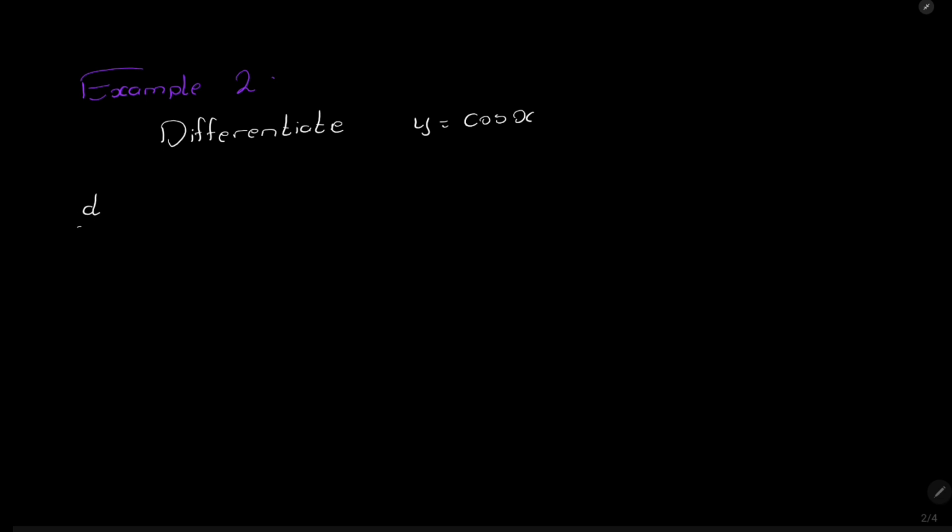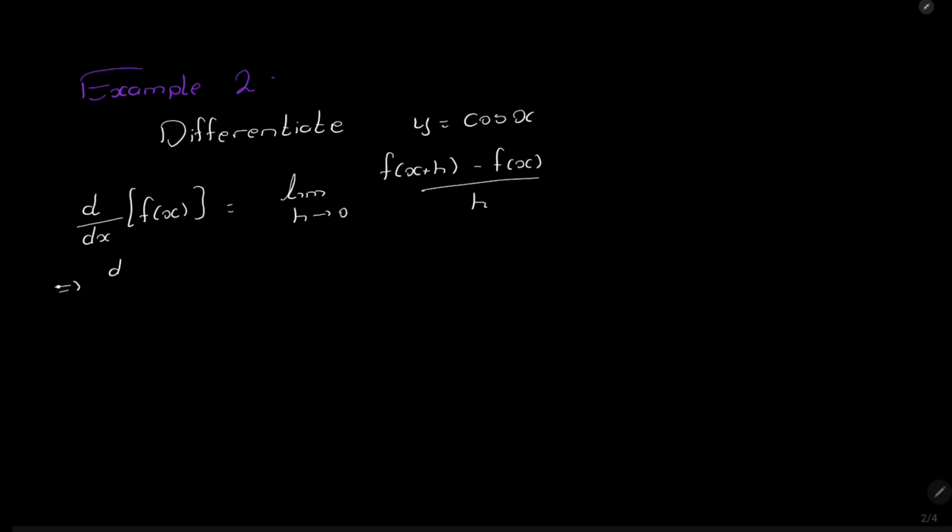It tells us that the derivative with respect to x of a function f of x is equal to the limit as h tends to 0 of f of x plus h minus f of x, all that divided by h. So what does this tell us? This implies that the derivative with respect to x of cos x is equal to the limit as h tends to 0 of cos of x plus h minus cos x divided by h.